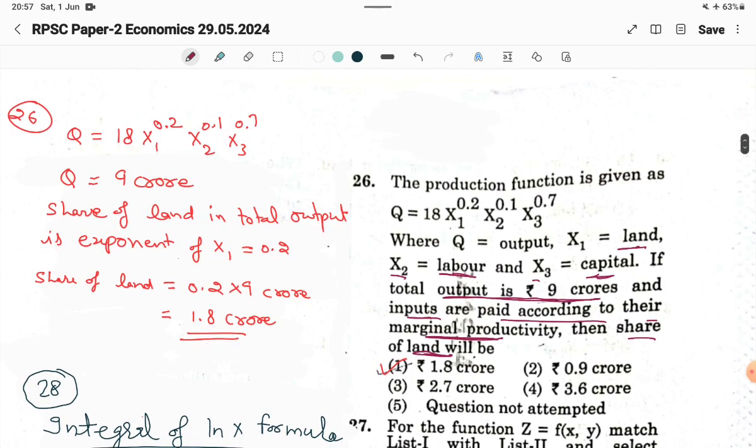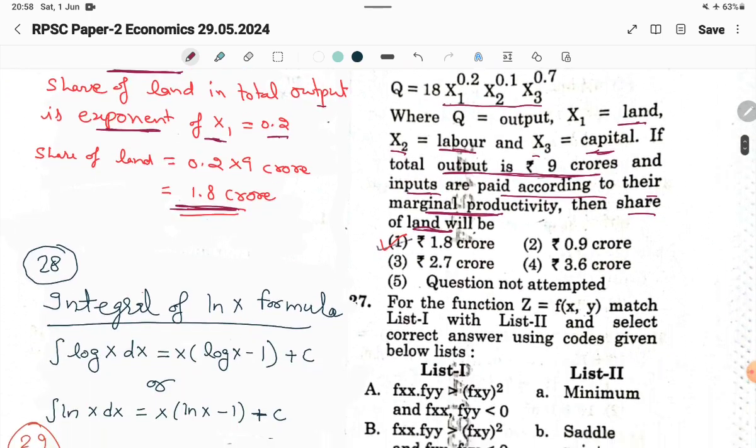So output q is given by the equation, and total output is 9 crore. So share of land in total output is the exponent of x1. Exponent of x1 is 0.2. So share of land will be 0.2 into 9 crore equal to 1.8 crore. So answer will be 1.8 crore.